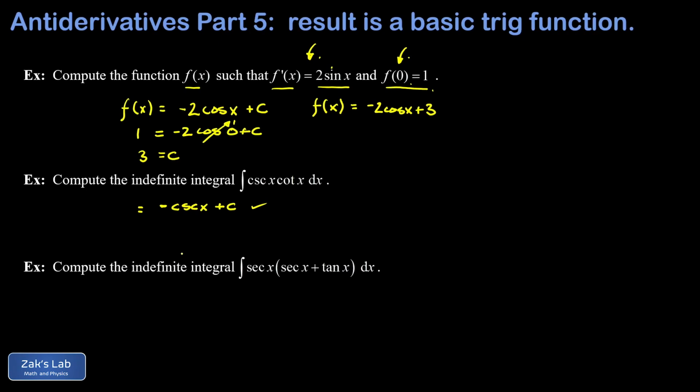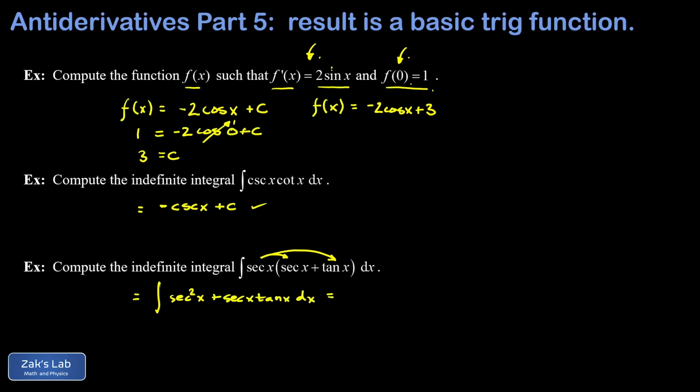Finally, I have an indefinite integral that requires a little bit of manipulation before we apply our basic antiderivative formulas. I have the secant of x multiplied by the quantity secant x plus tangent x. And what I notice here is that if I distribute the secant into that quantity, good things are going to happen. I end up with a secant squared x and a secant tangent. So secant x, tangent x, dx.